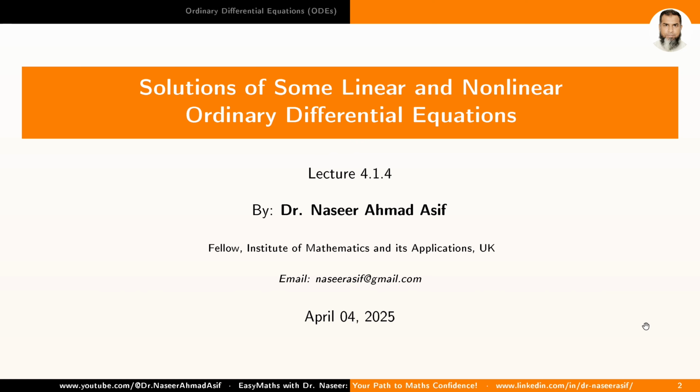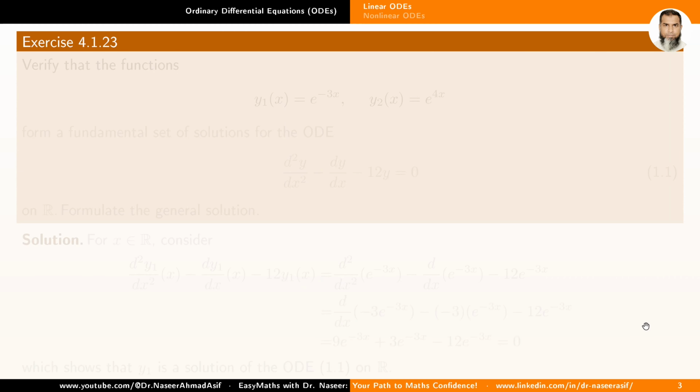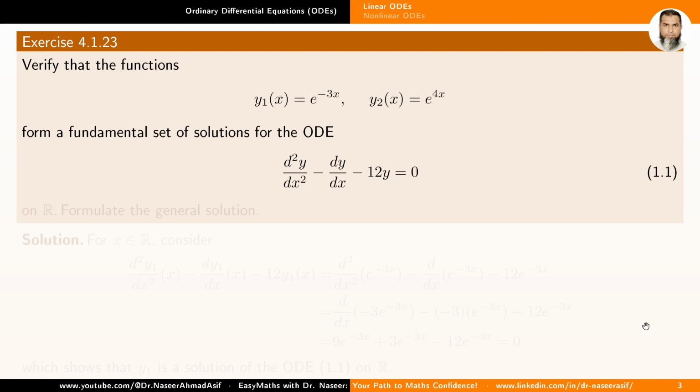In today's lecture, we will formulate general solutions for some given linear ODEs. Let's see an exercise. Verify that the functions y1 of x is equal to exponential of minus 3x, y2 of x is equal to exponential of 4x, form a fundamental set of solutions for the ODE d2y by dx square minus dy by dx minus 12y is equal to 0 on R. Formulate the general solution.